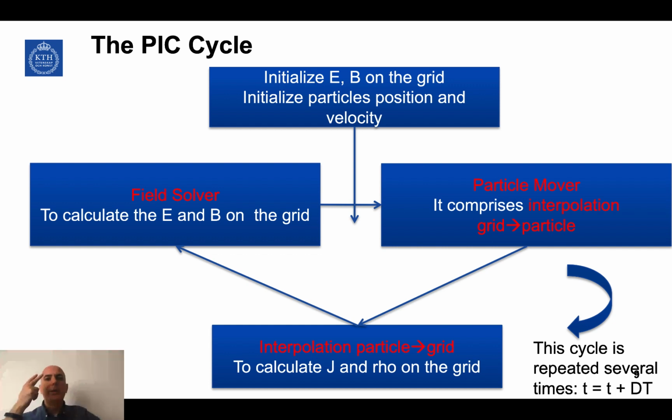The cycle consists of 3 major parts. The first one is the particle mover, that also comprises a way to calculate the electric field from the grid to the particle position. We have an interpolation step from the particle to the grid, and this is meant to calculate the current and the charge density that are going to be used for the field solver. And finally, we have the update of the electric field and of the magnetic field on the grid.